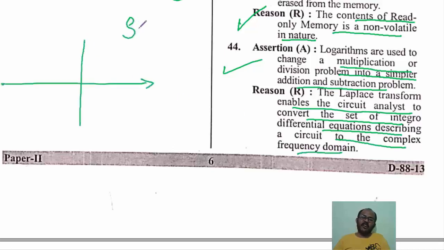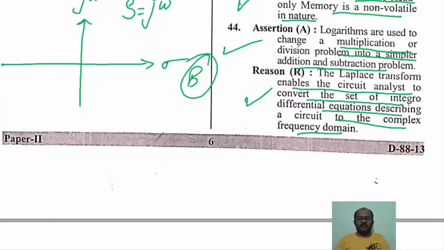In the case of Laplace transform, you are going to replace s equals to j omega and then you are going to solve. So this axis is the sigma axis and this one is j omega. So this statement is also true, but the Laplace transform is not giving a proper explanation for logarithms. So directly I can tell I need to opt for option B.